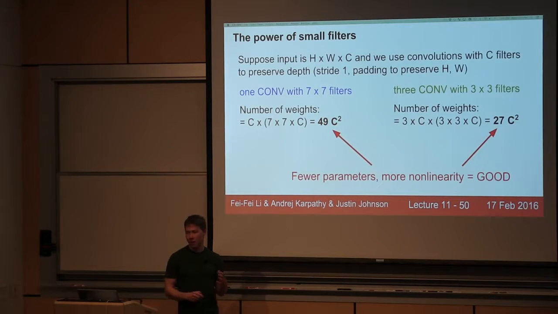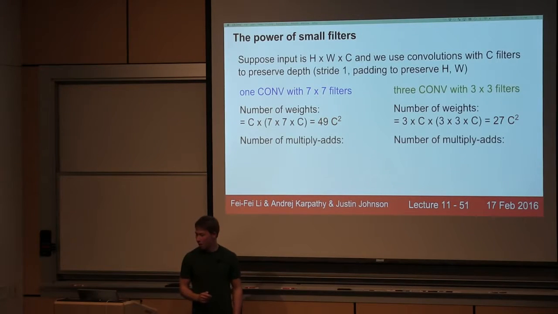And assuming that we have ReLUs between each of these convolutions, the stack of three 3x3 convolutions actually has fewer parameters, which is good, and more nonlinearity, which is good. This gives you some intuition for why a stack of multiple 3x3 convolutions might actually be preferable to a single 7x7 convolution. We can take this one step further and think about not just the number of learnable parameters, but how many floating point operations these things take. Anyone have a guess for how many operations these two take?